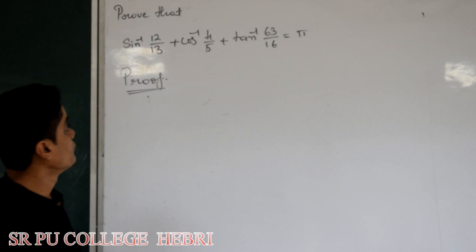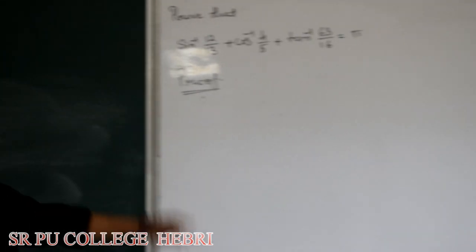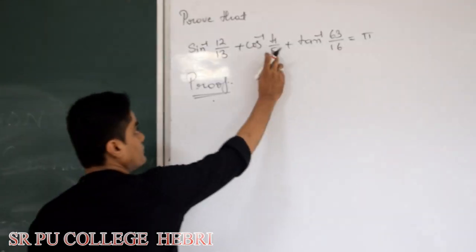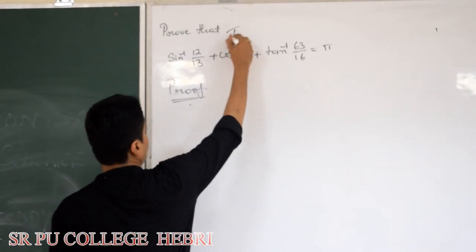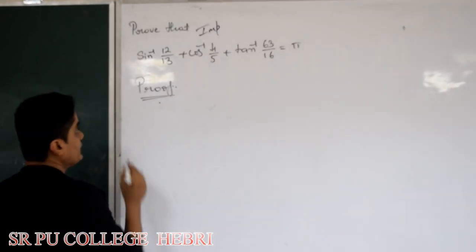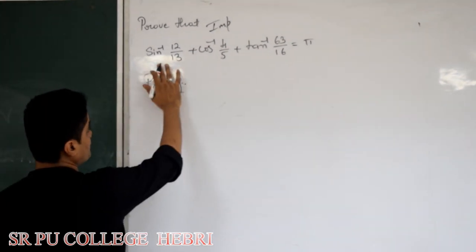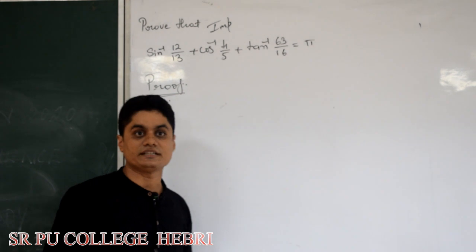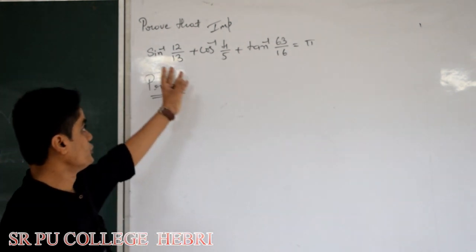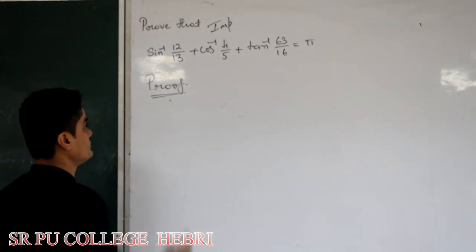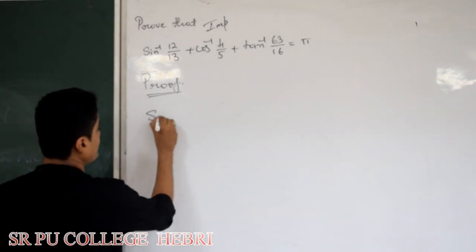Hello students, one more prove that question. Even this is also, sometimes it will be for 3 marks or sometimes 5 marks. So important question, remember that, very important question. Okay, 3 terms you are adding, and here the problem is the first 2 terms are in terms of sine inverse and cos inverse. So you should convert the first 2 terms into tan inverse, then only you can add with the last term. So let me convert 1 by 1 into tan inverse.